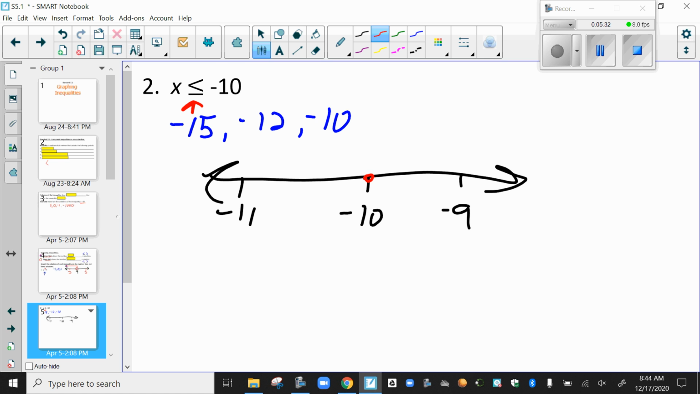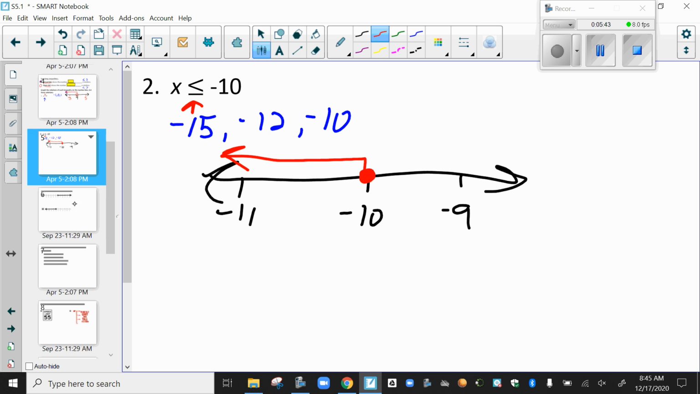That means a solid dot, so I'm going to put a solid dot on the number in the question, and then I'm going to go up and to the left. That's going to get every answer that fits those numbers. Right? Let's do another one.